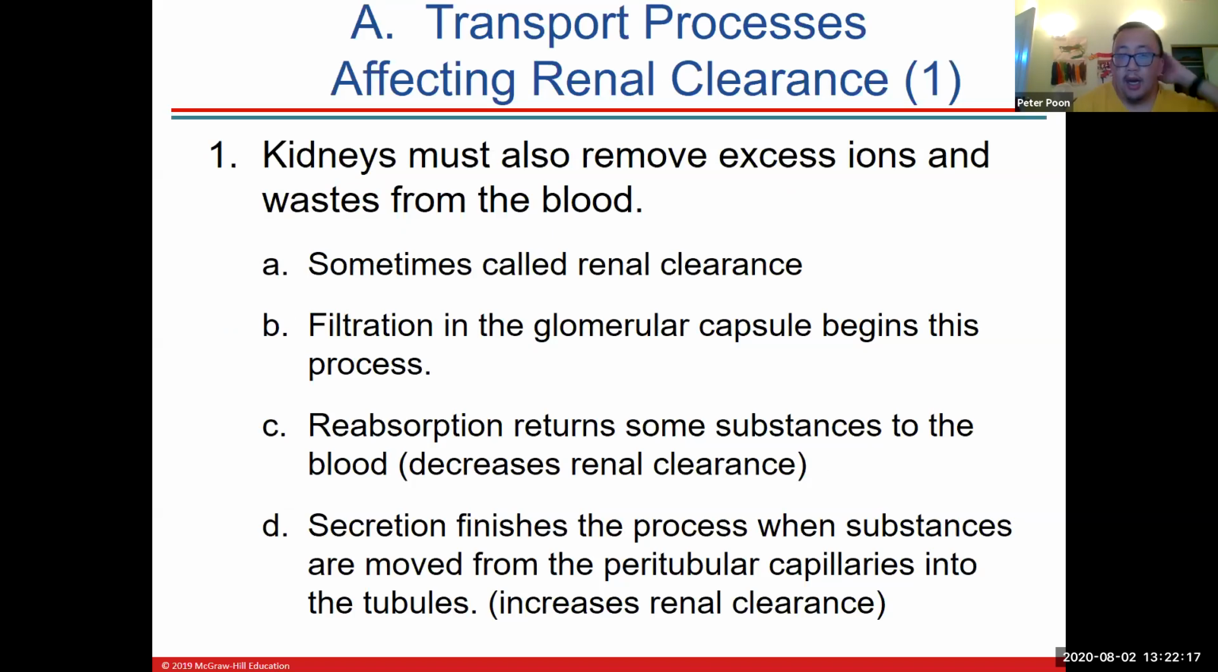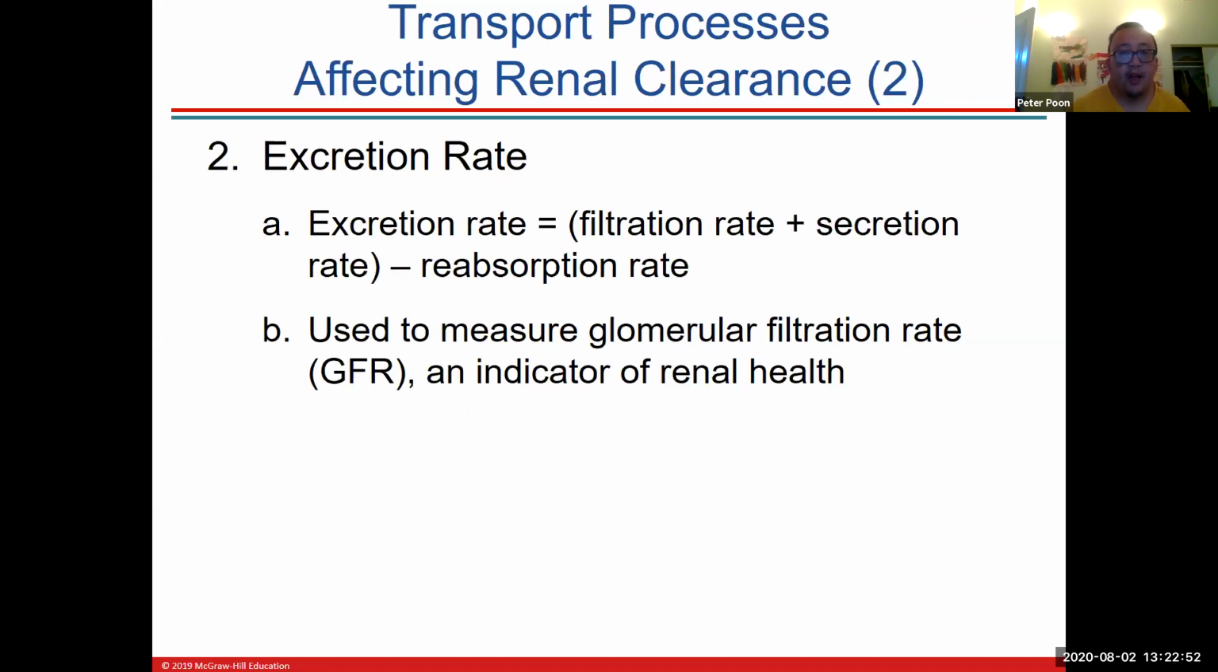All right. Kidneys must also remove excess ions and waste from the blood. This is known as renal clearance. Secretion finishes this process when substances are purposely removed from the peritubular capillaries into the tubules. This occurs in the normal glomerular nephrons, so not the juxtamedullary nephrons.